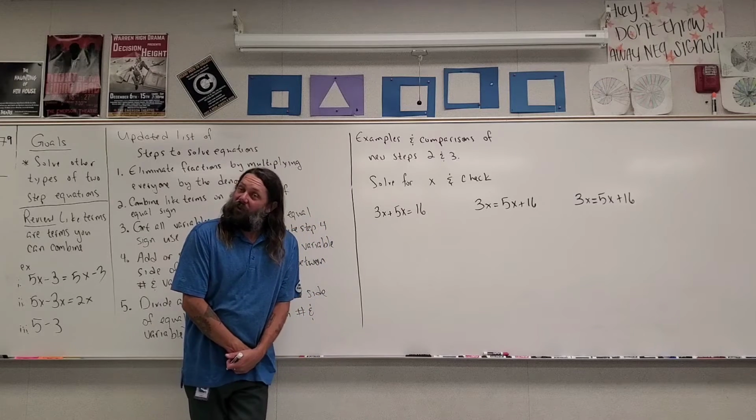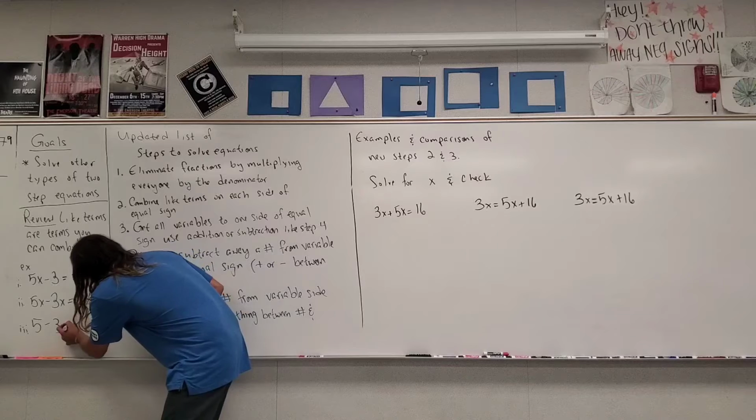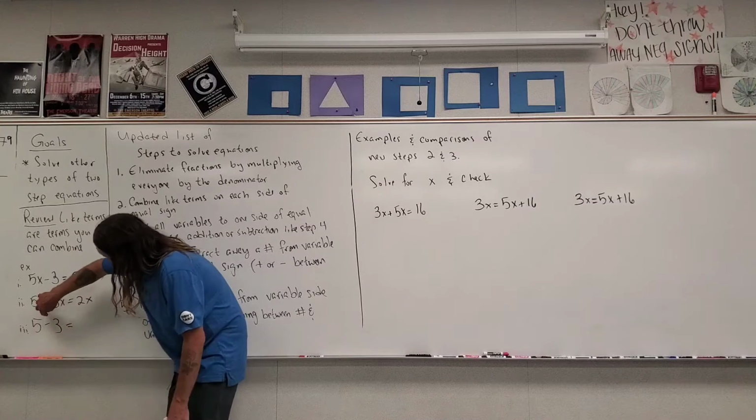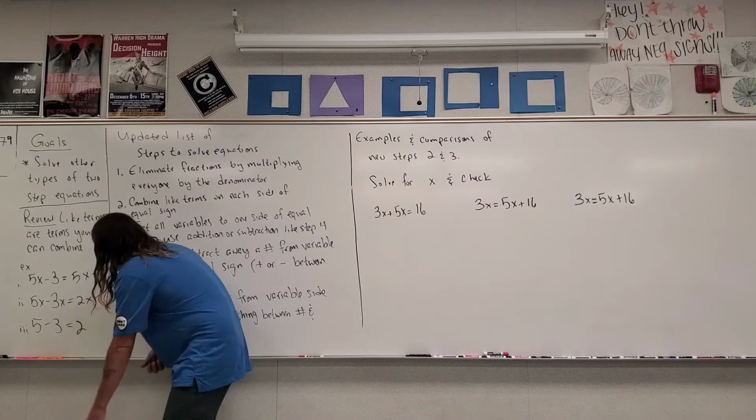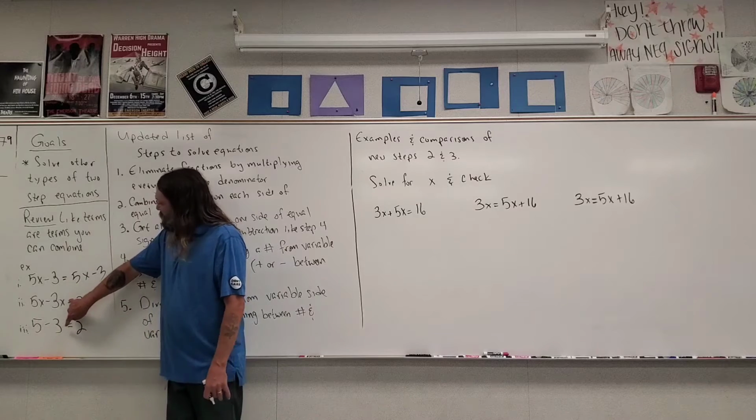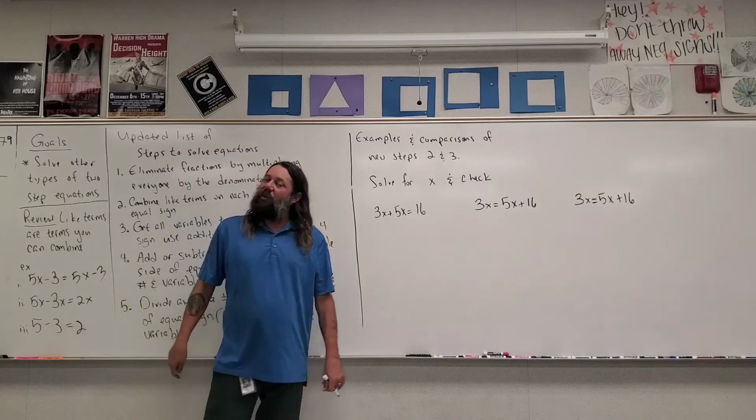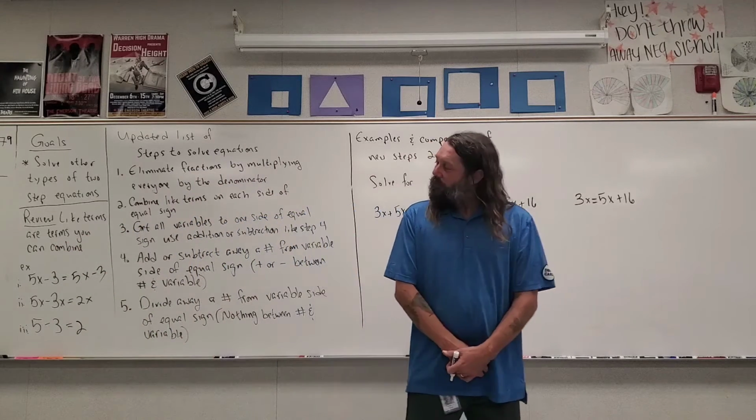5 minus 3. These are also like terms. These are like terms because I can combine them. I can put them together. I have 5, I lose 3. That means I have 2 remaining. So these 2 examples are like terms. This first example is not. All right, so hopefully that clarifies it.